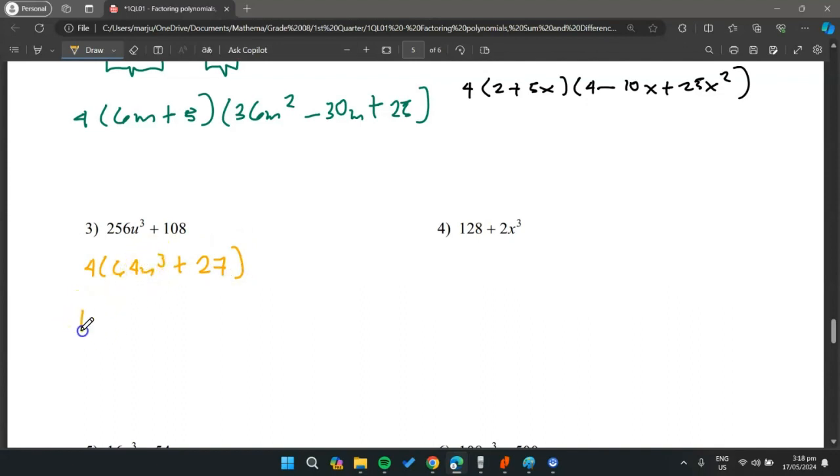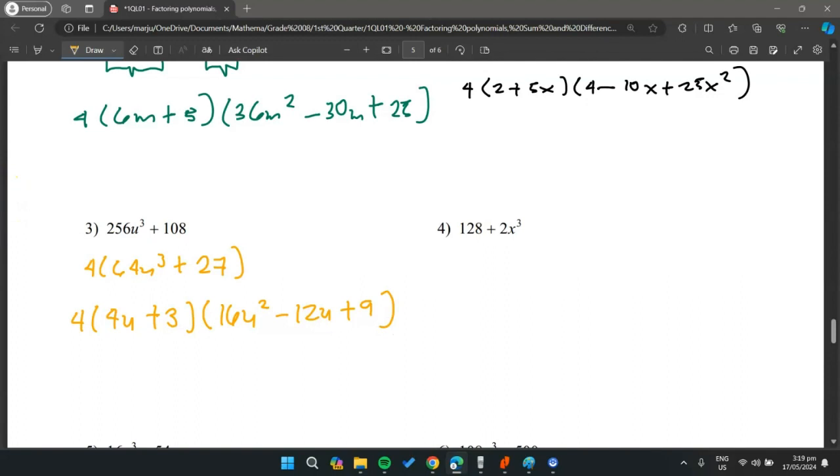So let's do 4. And then the cube root of 64u cube is just 4u, plus the cube root of 27, this is 3. And then times the square of the first, 16u squared, and then the product of these two, we have minus 12u, plus the square of that, we have 9. That will be our factors.